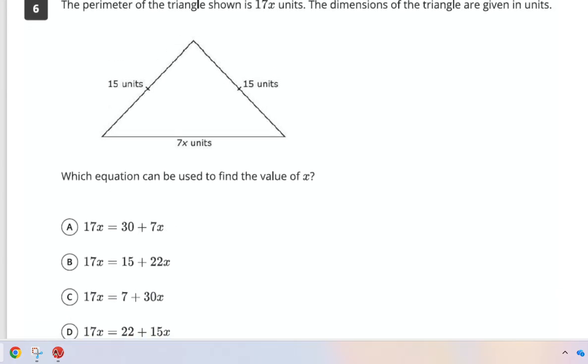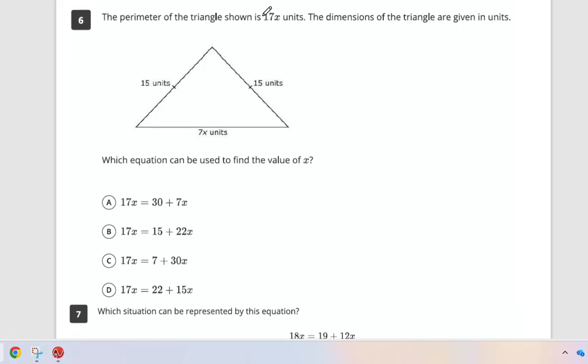Okay, on this one right here, we're gonna have the perimeter. Remember, perimeter means to go ahead and add, and that's from pre-K and daycare, real easy stuff. So all of this is equal to 17x when you add them all up around, right? So what are these things added up around? If I have 15 and 15, guess what that gives me? 30 plus 7x, and all that's equal to this.